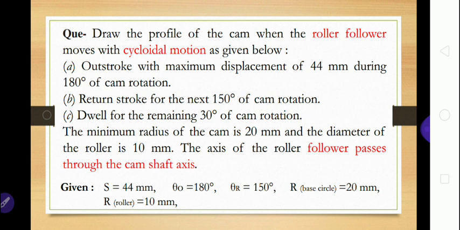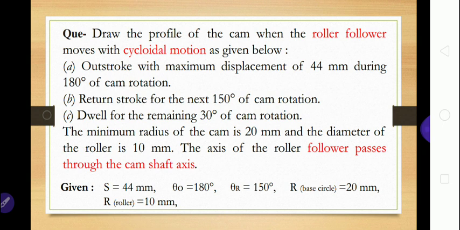So here in the first sentence I have got that there is a roller follower and it is having cycloidal motion. Outstroke with the maximum displacement of 44 mm, that means stroke S is equal to 44 mm, is given during the 180 degree of the cam rotation. Outstroke theta O is given as 180 degree here. Return stroke for the next 150 degree of the cam rotation. Return stroke theta R is equal to 150 degree.